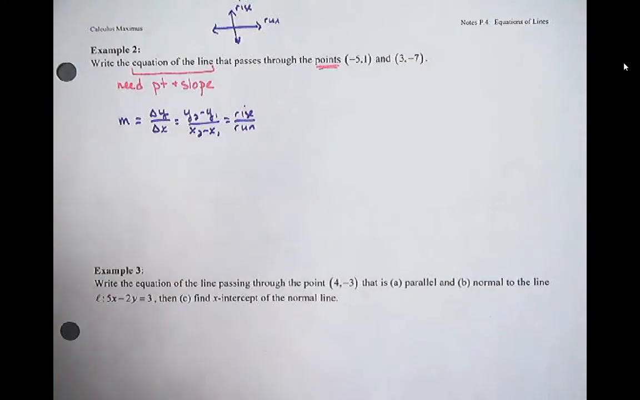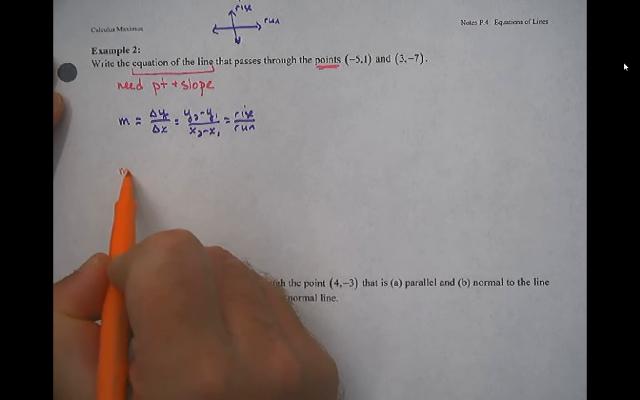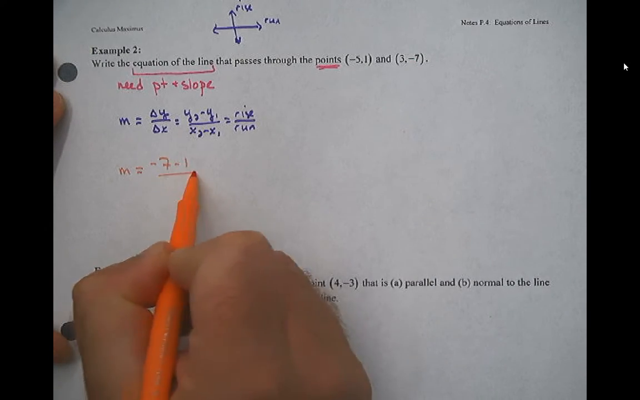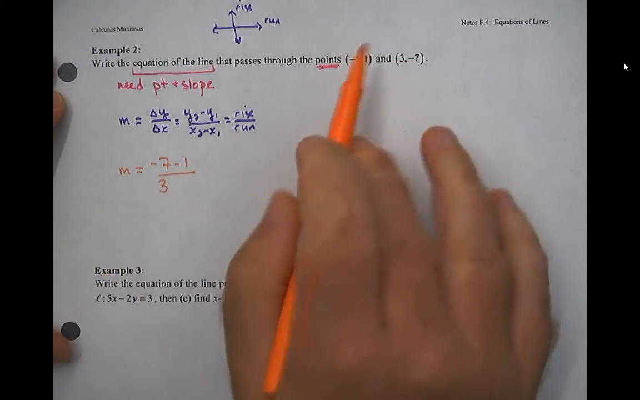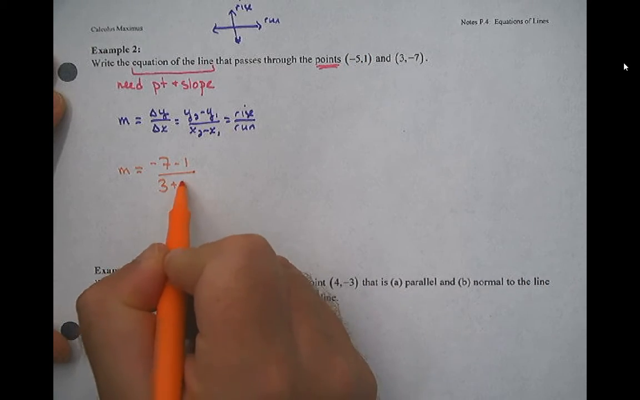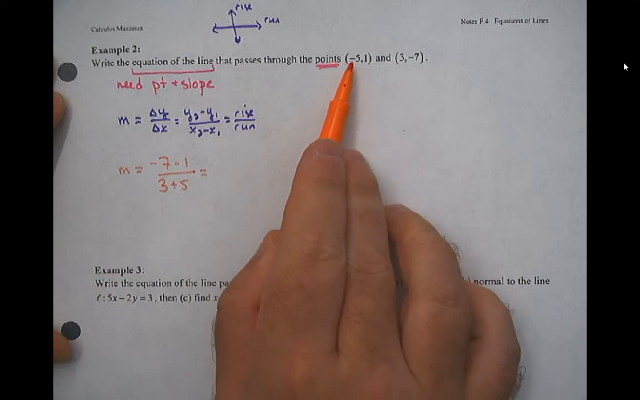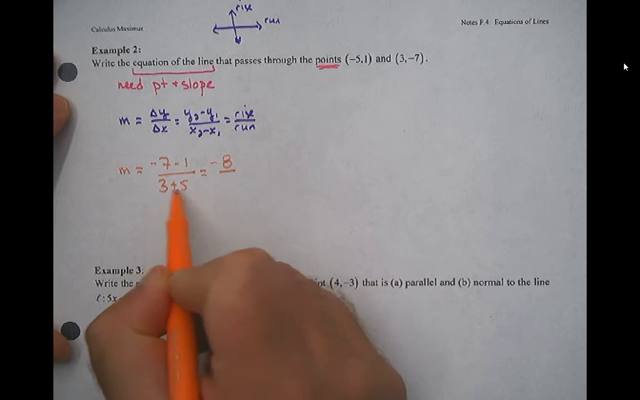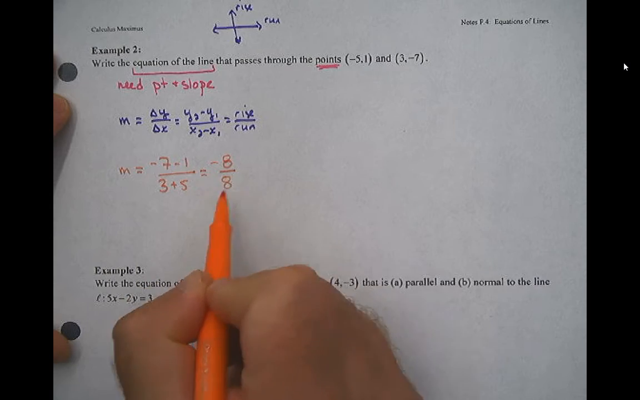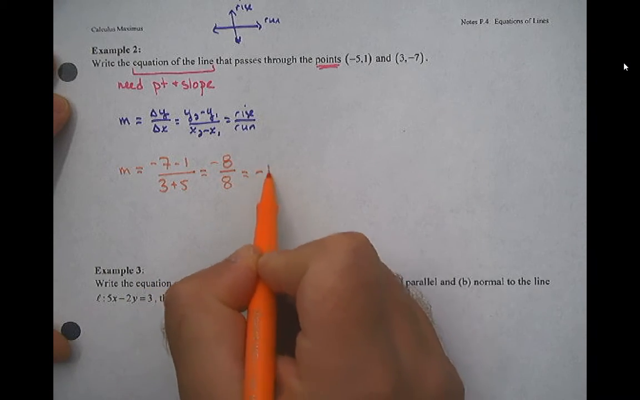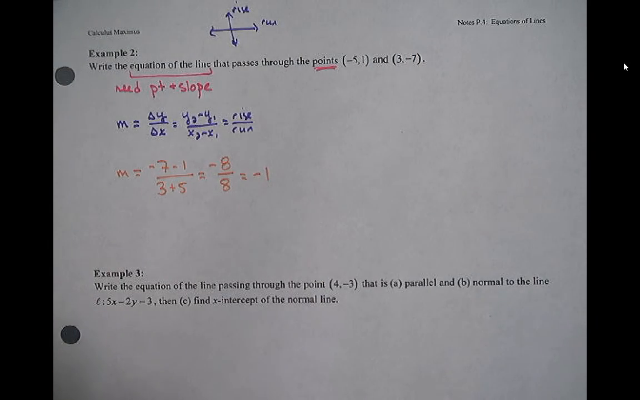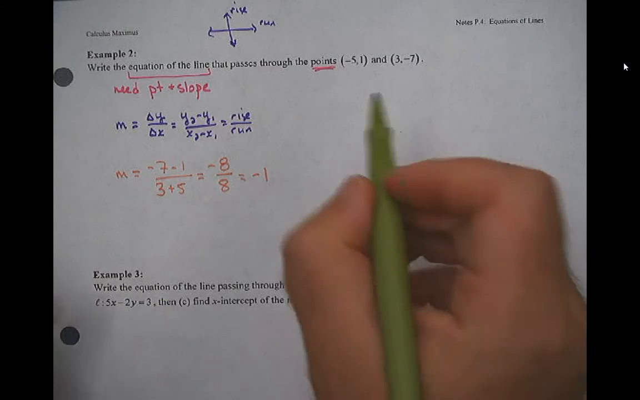So anyway, plug and chug from here. My slope equals y2 minus y1 over x2 minus x1. Ooh, minus a negative means plus, right? That's where that plus came from because I'm subtracting a negative. Negative 7 minus 1 is negative 8. 3 plus 5 is 8. Negative 8 over 8 is negative 1. So now I have the slope. Now I have a point, and it doesn't matter which one. Write the equation. I like Taylor form, so I'm going to write mine in Taylor form.